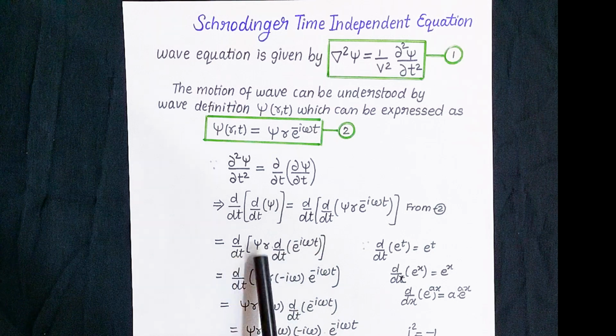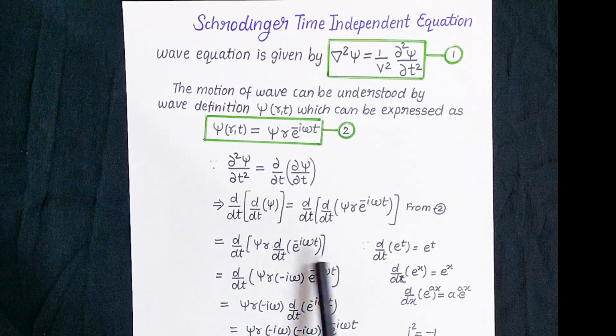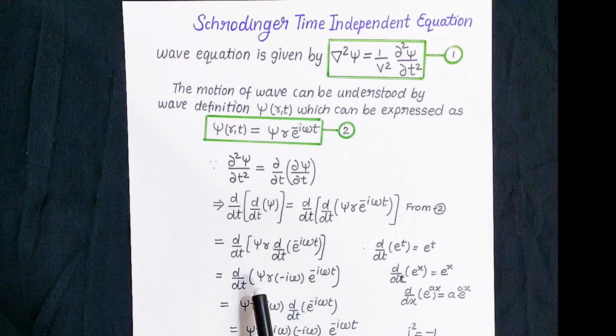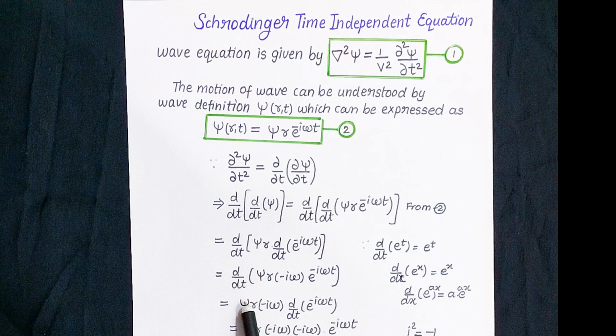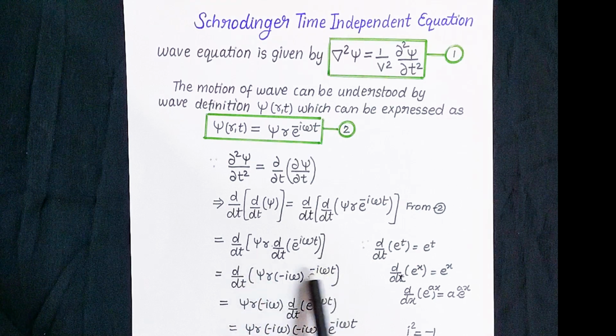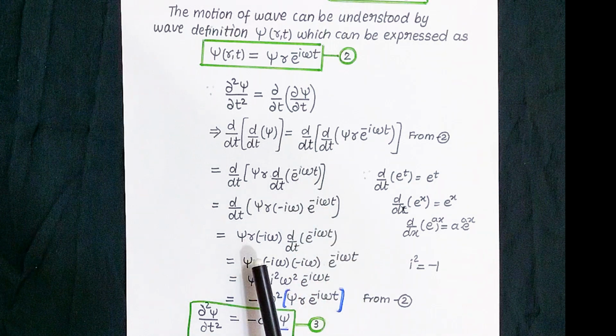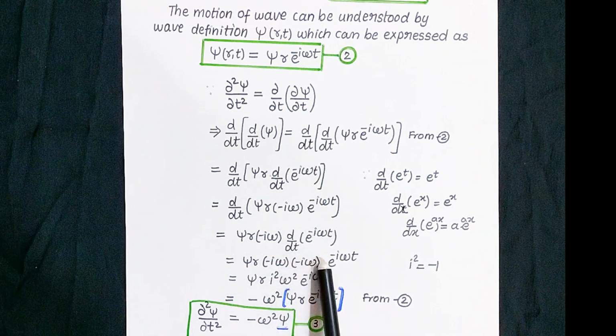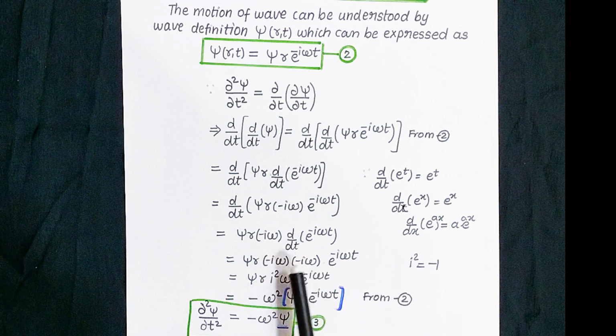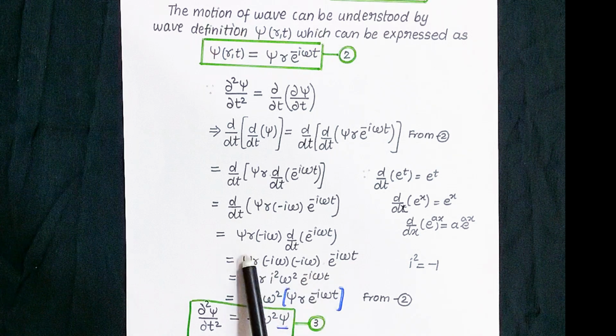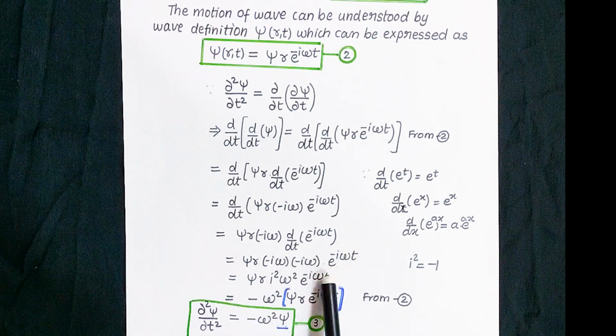Now, this is the first differentiation which we have completed, and now the second differentiation is applied here. In the same way, we will do the same thing. Now, ψ(r) and −iω are constant, so they come out, and now we will be applying it to e^(−iωt). So the differentiation of this part is −iω e^(−iωt). It is similar to the first differentiation. We will multiply −iω into −iω. We will get i², minus into minus is plus, and ω into ω is ω². So this is what we got: ψ(r) i² ω² e^(−iωt).